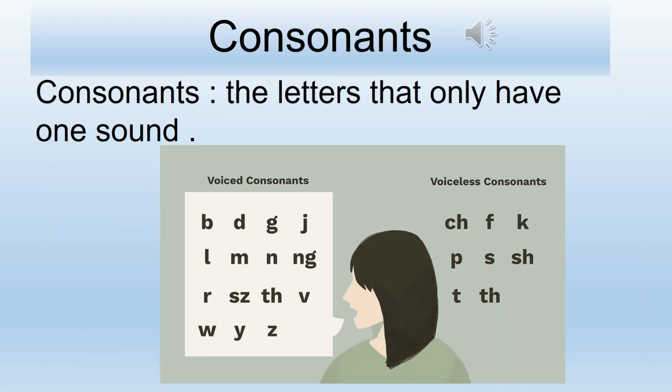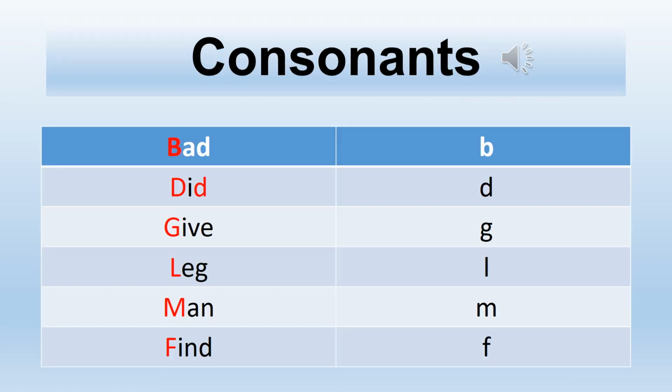Consonants. Consonants are the letters that only have one sound. Now let's read the words and focus on the consonant. And the first one is bad. Letter B, and the sound of letter B is B. Next one, dead. Start with letter D, and the sound of letter D is D.